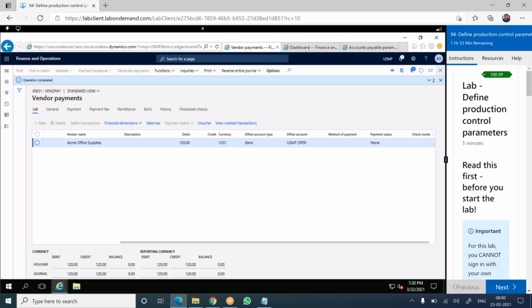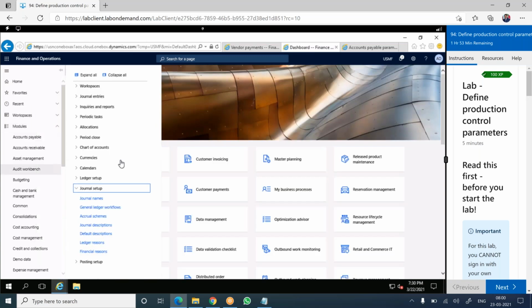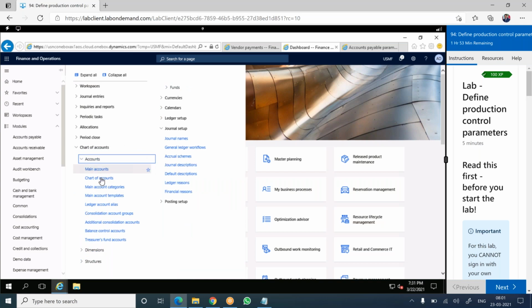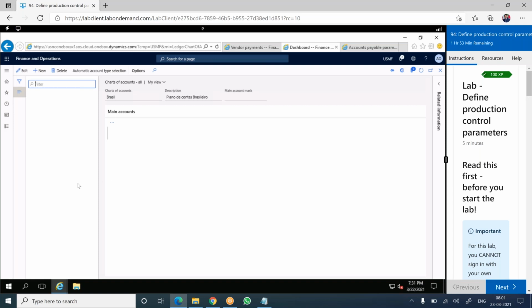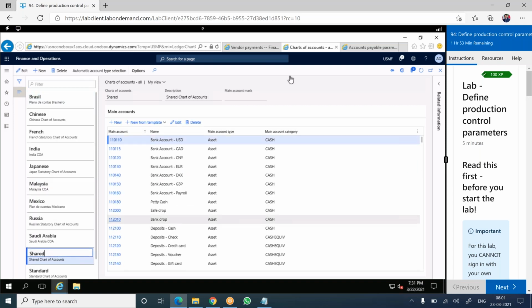Let me go to this one. I'm a little bit confused about your question, maybe from my side. So you are talking about chart of accounts or main accounts? Chart of accounts. Let's take the example of chart of accounts. I'm using this chart of accounts for this USMF company. Now tell me your question.